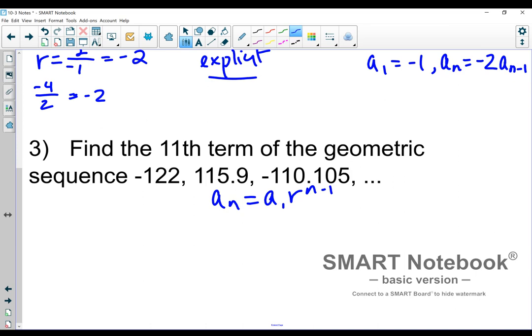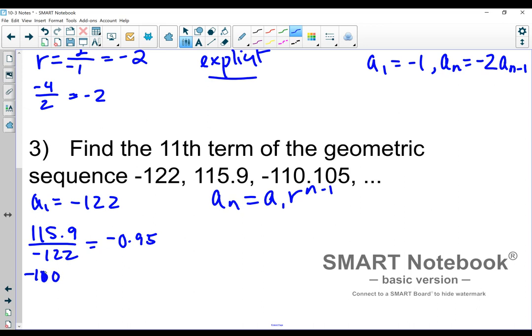But for now, I need to do the same steps I did in the last one. My a sub 1 is -122. And I'm going to find my ratio by dividing. I always like to do 2 of them if they give me 3 terms, just to make sure, because I definitely won't get the same ratio if I copy down the numbers wrong. Okay, so now I can tell my R is 0.95, negative 0.95.